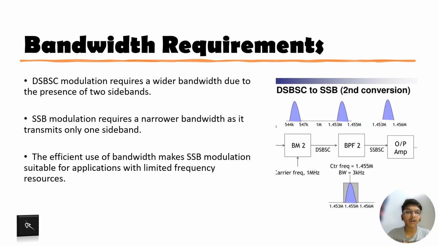Here are the bandwidth requirements. DSBSC modulation requires a wider bandwidth due to the presence of two sidebands. SSB modulation requires a narrower bandwidth as it transmits only one sideband. The efficient use of bandwidth makes SSB modulation suitable for applications with limited frequency resources.